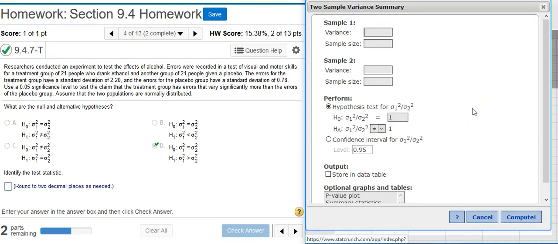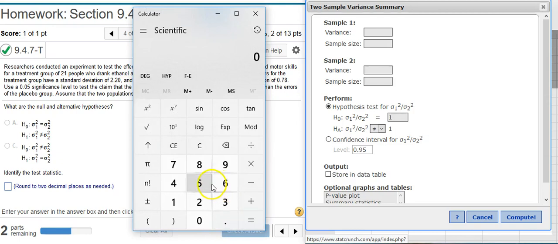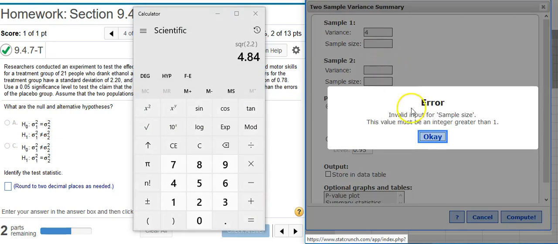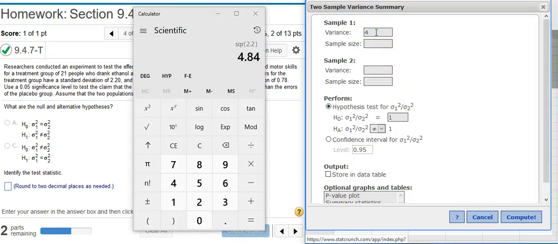Again, the treatment group was mentioned first, so we're going to assume this is sample 1. Notice we don't have the variance that's being asked for here in the options window, but we do have standard deviation, and we can get variance by squaring the standard deviation. So I'm going to pull out my calculator here, and I'm going to take that standard deviation for the first group. I'm going to square it. That gives me the variance. And the sample size is 21.